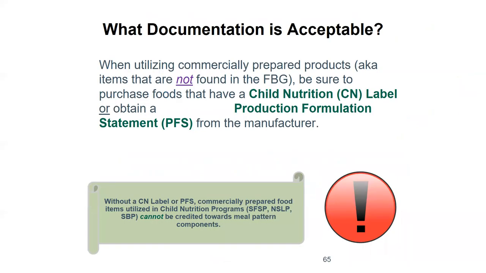When a sponsor utilizes a commercially prepared product, which is one that is not found in the Food Buying Guide, it must be sure to purchase foods that have the child nutrition or CN label or that a signed product formulation statement is obtained from the manufacturer. It's important to note that without the CN label or the product formulation statement, commercially prepared food items cannot be utilized in child nutrition programs and cannot be credited towards meal pattern components in the Summer Food Service Program.